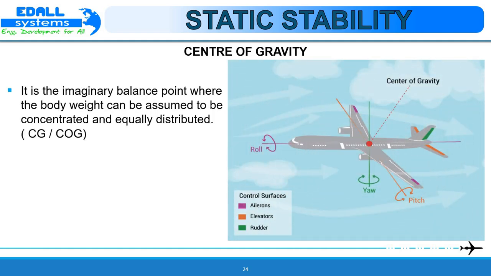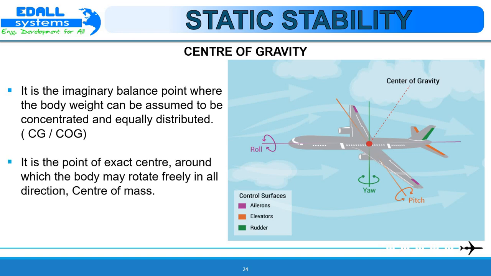In an aeroplane, the center of gravity, CG, is the point at which the aircraft would balance were it possible to suspend it at a point. As the location of the center of gravity affects the stability, it must fall within specific limits that are established by the aircraft manufacturers. On small airplanes, the center of gravity location is identified as being a specific number of inches from the datum, and the center of gravity range is identified the same way. On large airplanes, the center of gravity and its range are typically identified in relationship to the width of the wing. Hence, it is the point of exact center around which the body may rotate freely in all directions, and it is the center of mass.